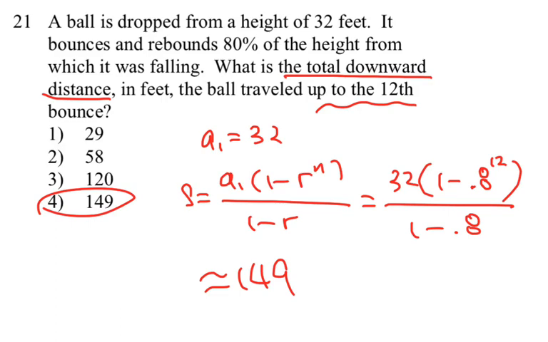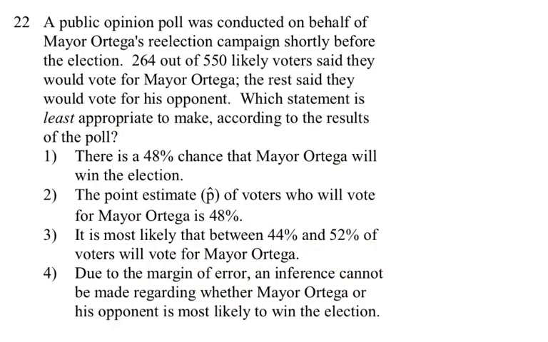All right, let's move on to the next problem. Number 22. So here we are looking at they took a survey of 550 people about the election, and then we are looking for which one of them is the least appropriate to make according to the result of the poll.